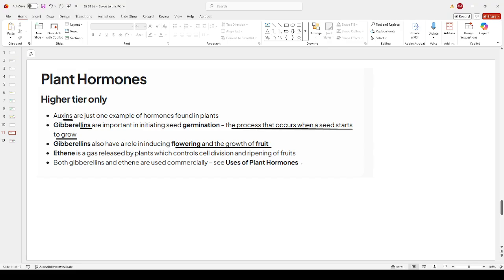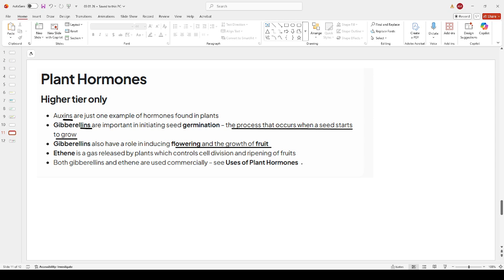Both gibberellins and ethene are used commercially. We're going to get to uses of hormones in a second. Guys, can you make sure you get that information down? It's really important. So we already know the first one. The second one, gibberellins, is important for germination. If you didn't remember what germination is, just write it down: the process where the seed starts to grow. Gibberellins are important for flowering. This is where the plant starts to form the flower, which essentially marks the beginning of reproduction.